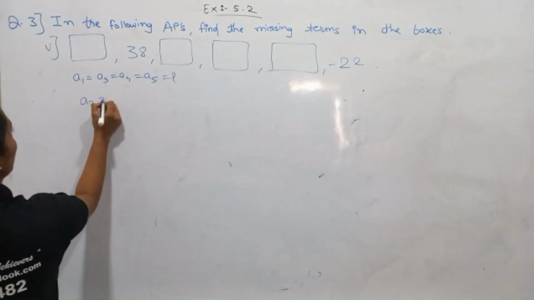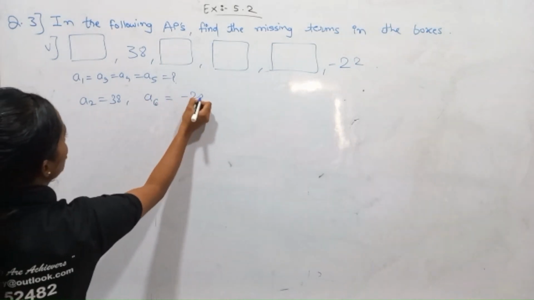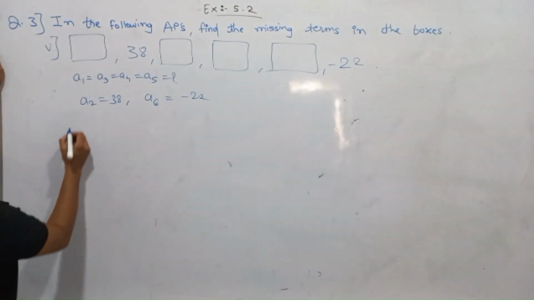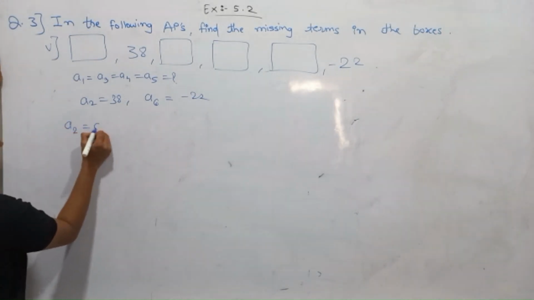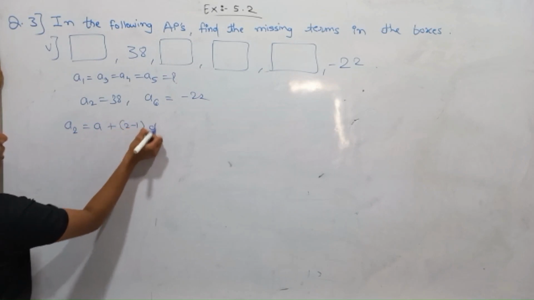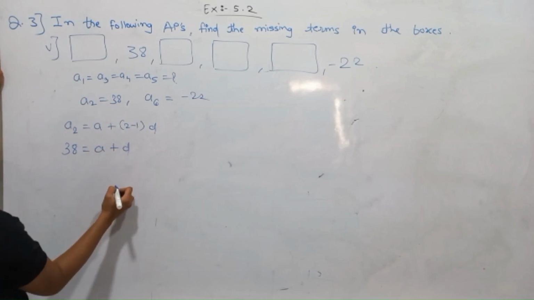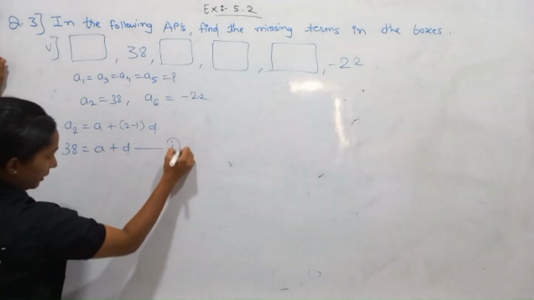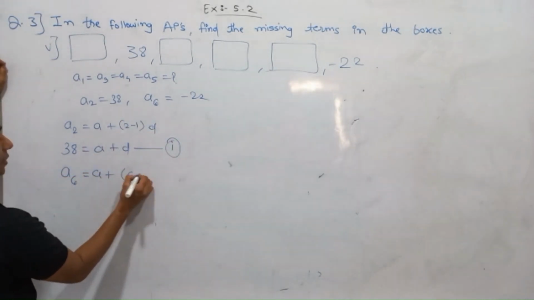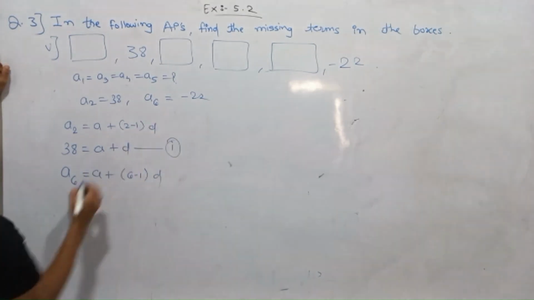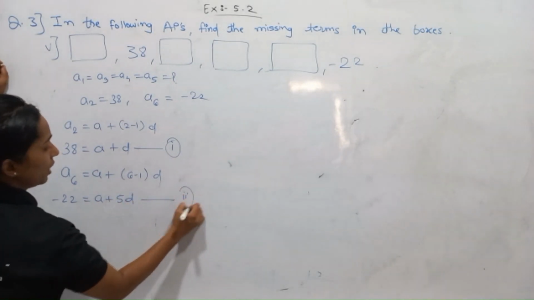We have A2 as 38 and A6 as minus 22. If I solve with the help of A2, A2 is nothing but A plus 2 minus 1 D. A2 value is 38, equal to A plus D. D I don't know, so here I'm getting my first equation. With the help of A6, A6 is equal to A plus 6 minus 1 D. A6 is minus 22, equal to A plus 5D, and this is how I got my second equation.